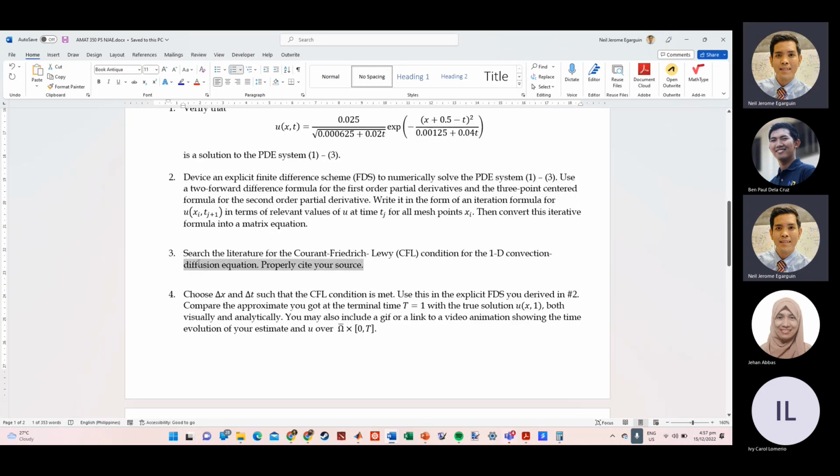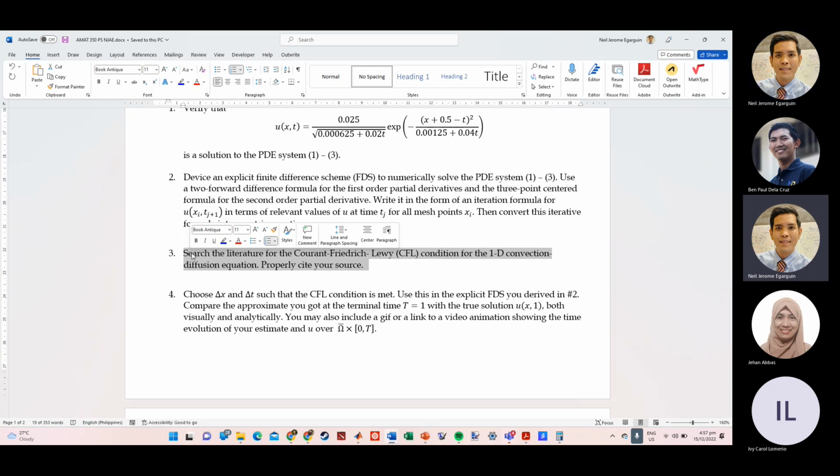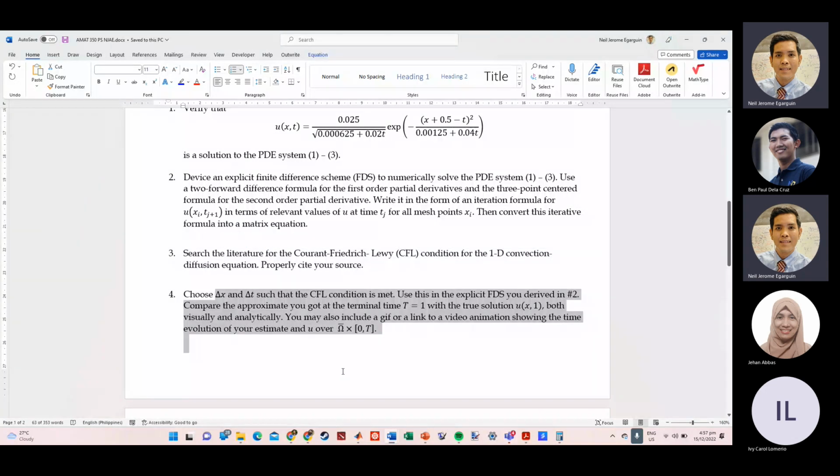Tapos kailangan yung mag-search sa literature. So you do a combing of related literature and see what is the existing CFL condition for the one-dimensional convection diffusion equation. Properly cite your source and use that as guidance para sa pagpili nyo nung delta x and delta t para dun sa number 4. Sa number 4, ayun, irarun nyo na yung Matlab code nyo, papakita nyo sa akin gano'ng kaganda yung estimate nyo at time t equals 1.